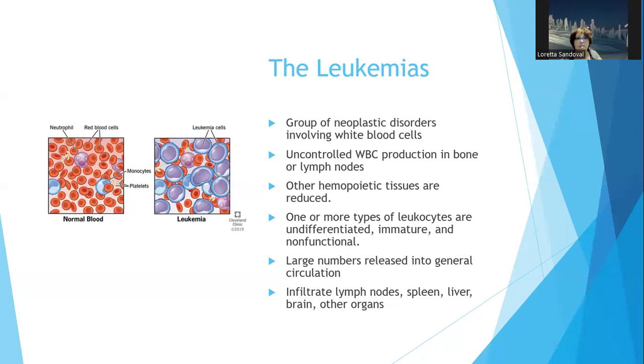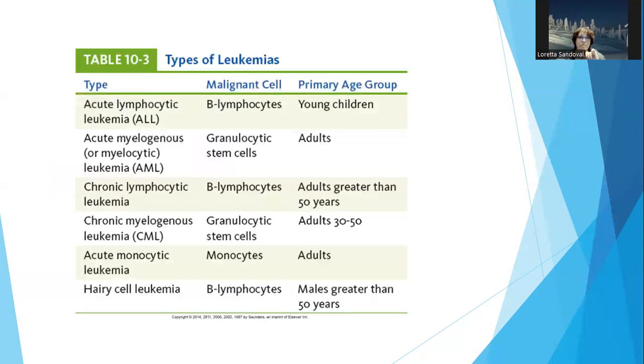Large numbers of these undifferentiated, immature, non-functional cells are released into general circulation, and they infiltrate the lymph nodes, spleen, liver, brain, and other organs. This is a huge problem. There are lots of different types, several different types of leukemias.